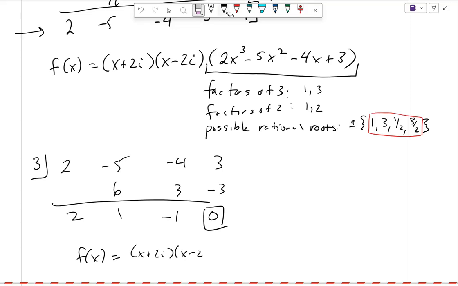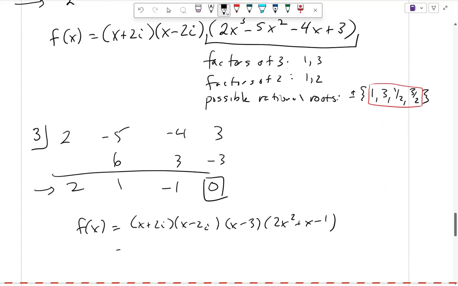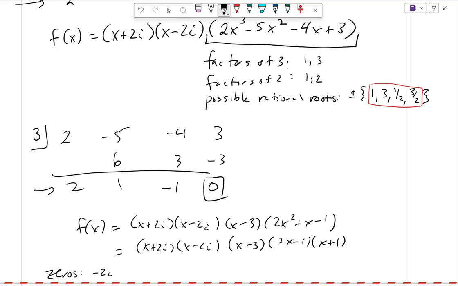All right. So this means that finally we've got an x minus 3, and now we're at a quadratic, right? 2x squared plus x minus 1. And again, this one's going to factor, but if it doesn't factor, what can you always use at this point? Quadratic formula, right? This one actually factors as (2x minus 1)(x plus 1). So our zeros here will be negative 2i, positive 2i, 3, 1/2, and negative 1.